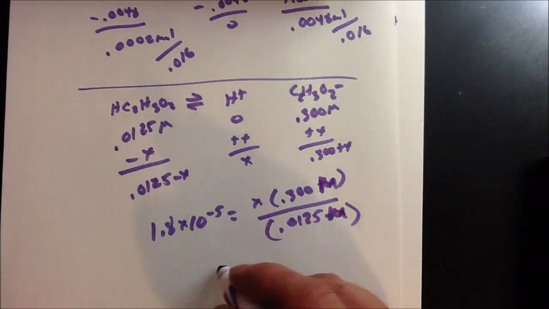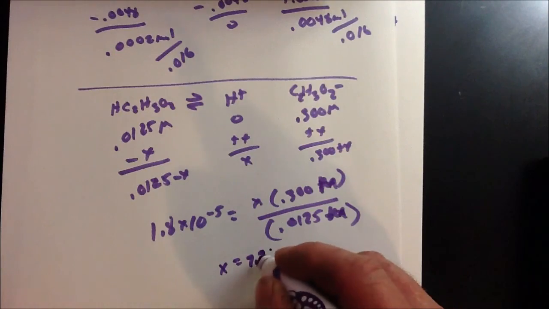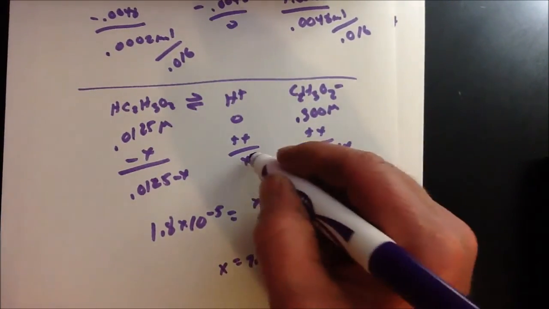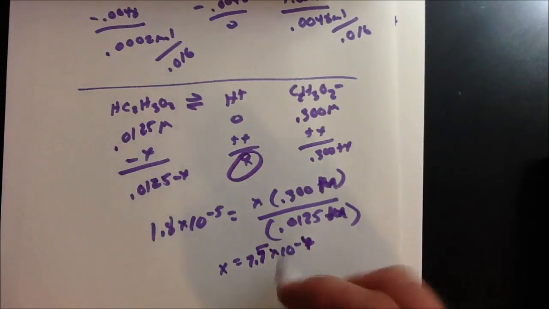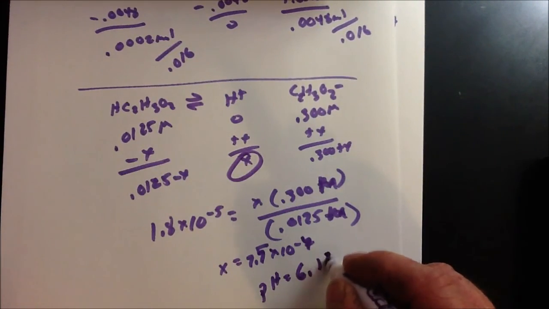And when I simplify and solve for X, I get that X equals 7.5 times 10 to the negative 7. And again, that's my H plus concentration, so negative log of that value. And I get a pH of 6.125.